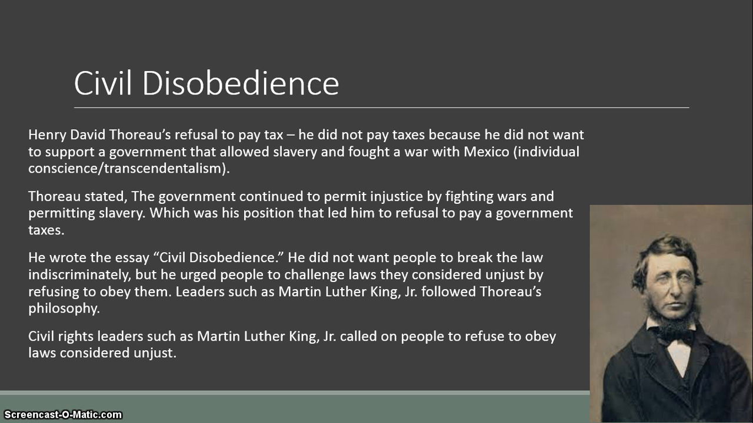Now, where does this all start in America? This guy I see right down here on the bottom, Captain Whiskers. His name is Henry David Thoreau. And he refused to pay taxes.